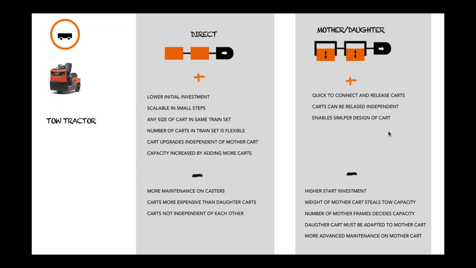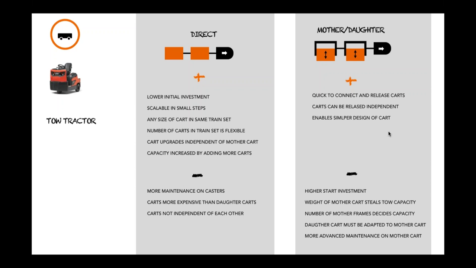If you look at the direct connection, in most cases it's a little bit lower initial investment, because you don't need to invest in the mother frames. And it's also more scalable, because if you want to increase the capacity, you can just increase the number of carts. For a mother solution, it's more like steps. So you buy a number of frames that will give you a certain capacity. And then when you want to take the next level, you need to buy a new set of mother frames.